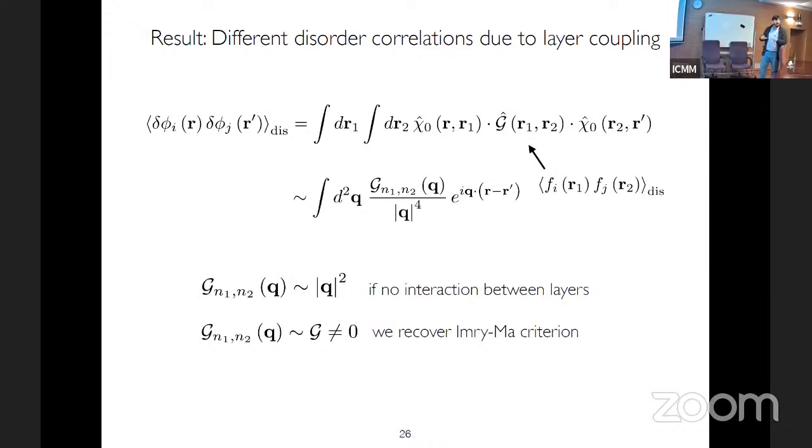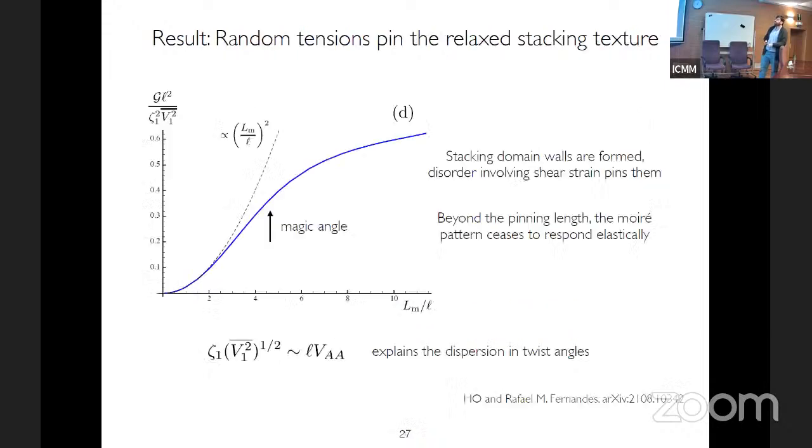But now in the presence of lattice relaxation, there is a finite component at 0 momentum. So this diverges as 1 over q to the 4, and we recover the usual Imry-Ma criterion. So long range order, as I said in the previous slide, is lost on some length scales. Okay, so this is the actual calculation of the 0 momentum component of the correlator of forces as a function of the ratio between the moiré period and the width of the domain walls, which is basically the inverse of the twist angle, as I said before.